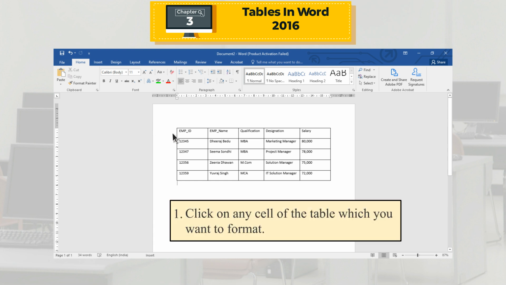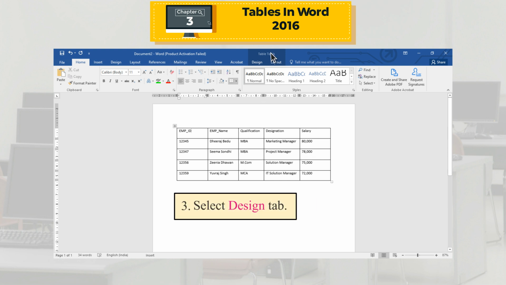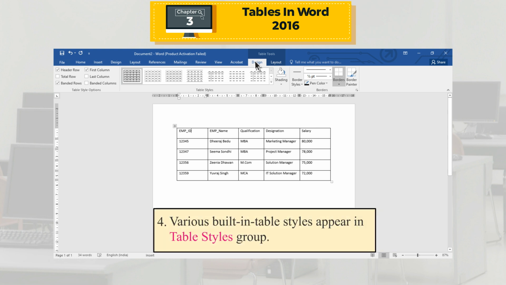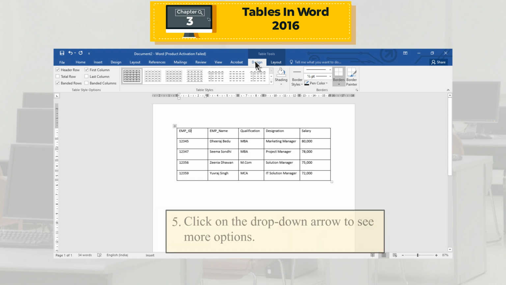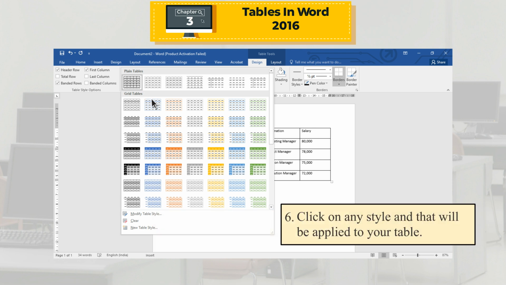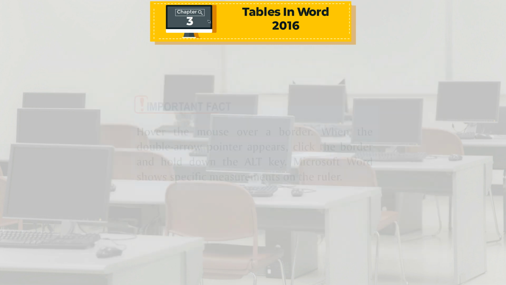1. Click on any cell of the table which you want to format. 2. Go to Table Tools. 3. Select Design tab. 4. Various built-in table styles appear in Table Styles group. 5. Click on the drop-down arrow to see more options. 6. Click on any style and that will be applied to your table.